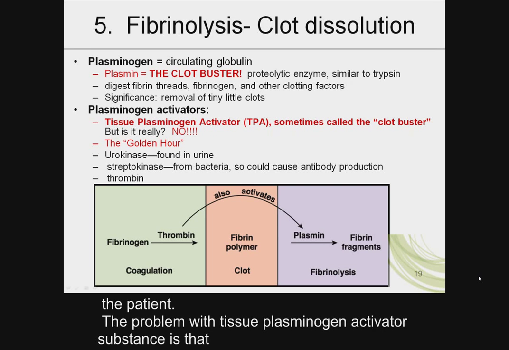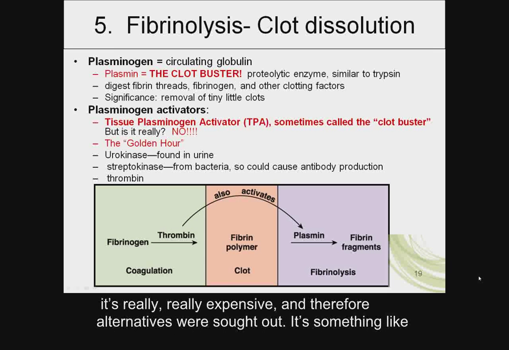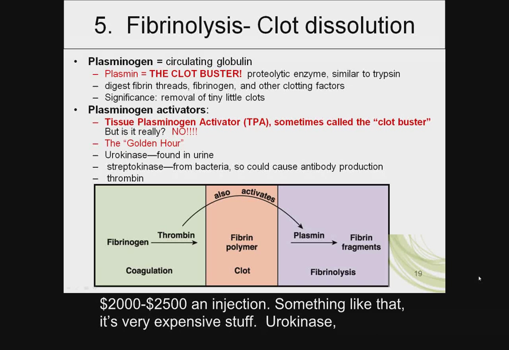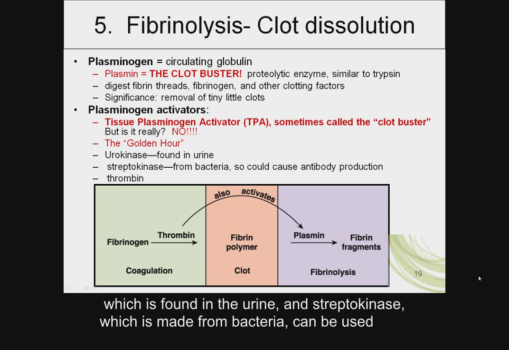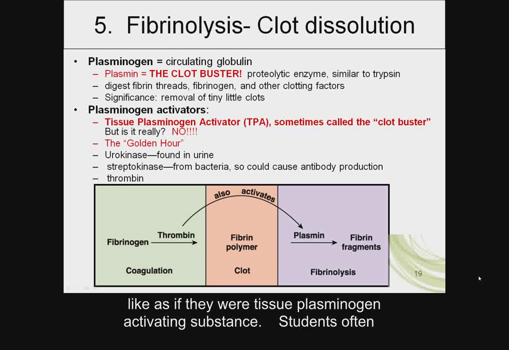The problem with tissue plasminogen activator substance is that it's really, really expensive, and therefore alternatives were sought out. It's something like $2,000 to $2,500 an injection, something like that. It's very expensive stuff. Urokinase, which is found in the urine, and streptokinase, which is made from bacterium, can be used like or as if they were tissue plasminogen activating substance.